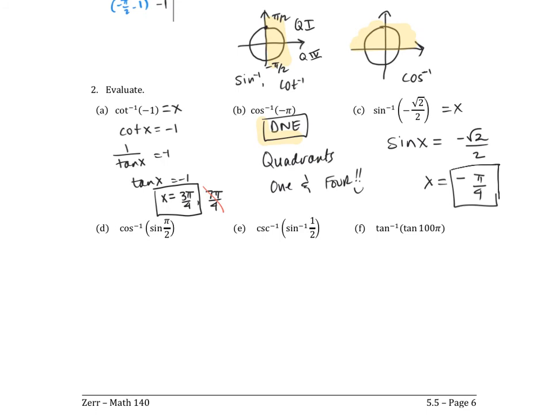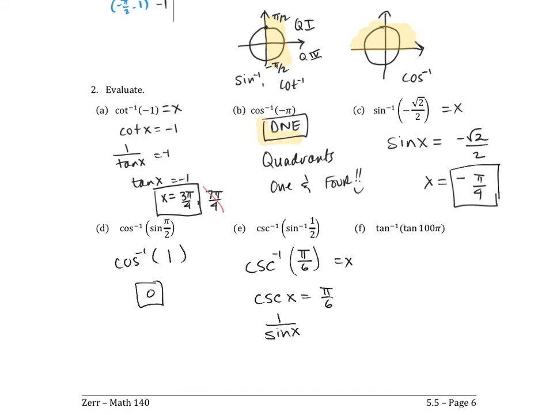All right, now let's see, sine of pi over 2, that is 1. So the arc cosine of 1 is 0. And arc sine of 1/2, that corresponds to the angle of pi over 6, and then we're taking the cosecant of pi over 6. Okay, let's figure this one out. That would mean that cosecant of some angle has an output of pi over 6. Cosecant is a reciprocal function, so 1 over sine of x is equal to pi over 6, giving us that sine of x is equal to the reciprocal of pi over 6, so that's 6 over pi.